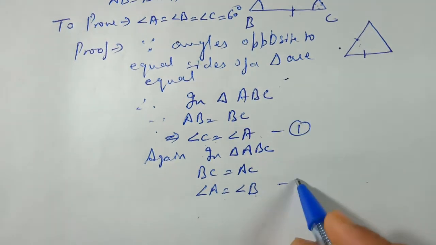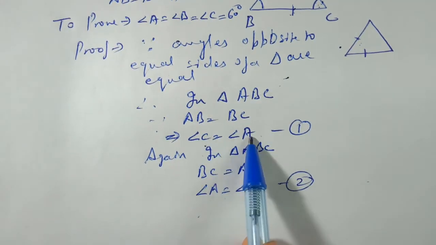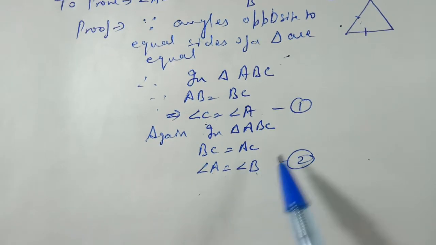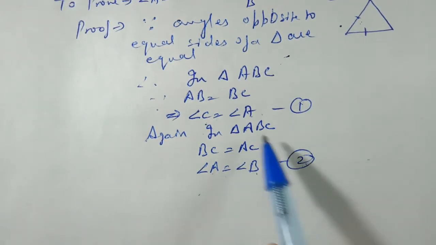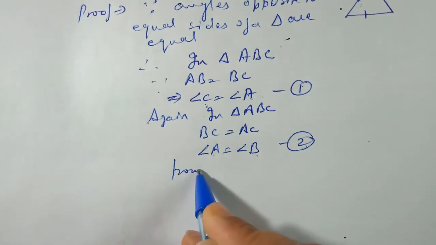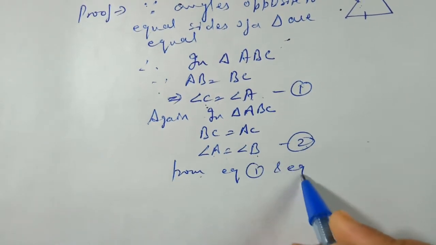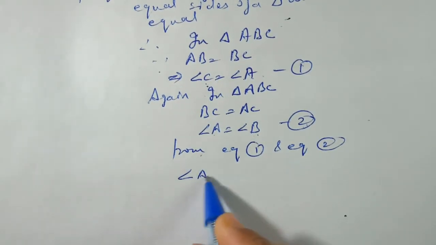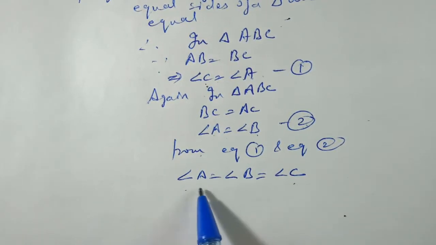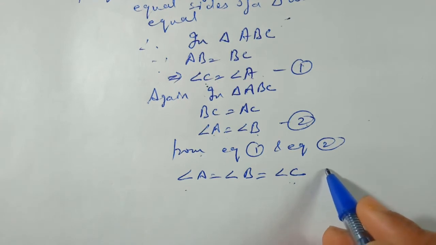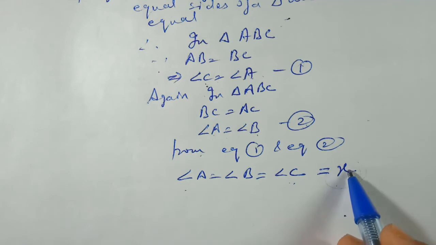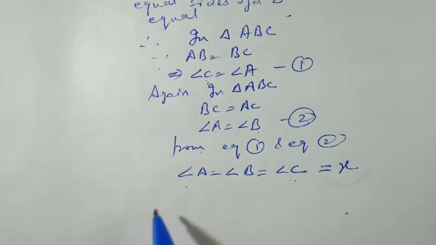Let it be equation first and equation 2. Angle C is equal to angle A in equation first, and in equation second it is given angle A is equal to angle B. So if we compare first and second, it will give angle C is equal to angle A and equal to angle B. So from equation first and equation second we can say all of them are equal. Angle A equal to angle B equal to angle C. Let us write it in an order, and let us say all of them are equal to x. We have taken a measurement that all of them are equal to x.